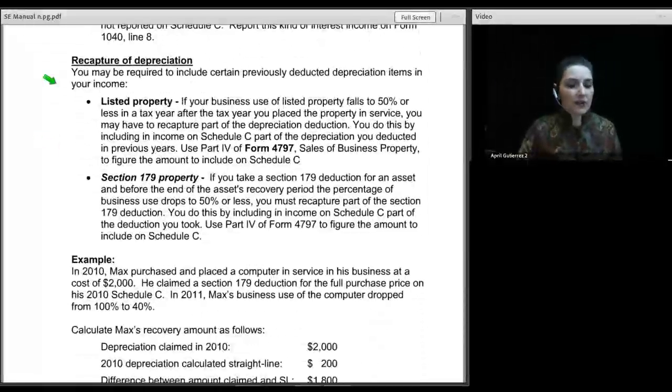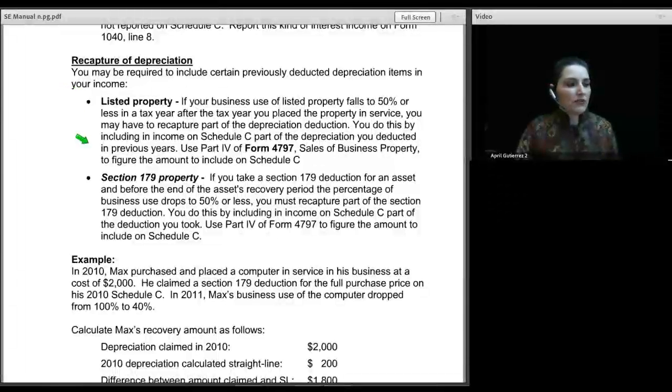The next type of other income we're going to talk about is recapture of depreciation. You may be required to include certain previously deducted depreciation items in your income. One of those is listed property. If you took a deduction under Section 179 or accelerated depreciation on your tax return for listed property, and then your business use falls to 50% or less in a year after the year you place that property in service, you're going to have to recapture some of the depreciation you claimed, and you do so in Part 4 of Form 4797.